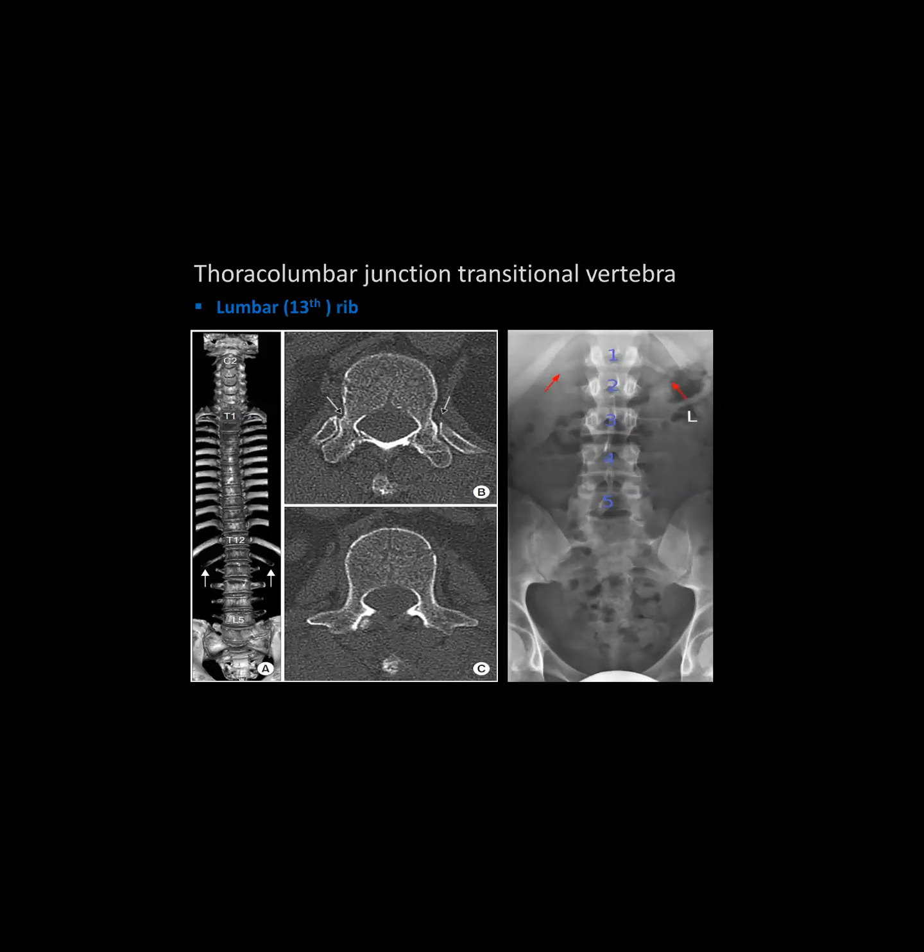Thoracolumbar junction transitional vertebra presents as a 13th rib or lumbar rib. Its supernumerary rib projects bilaterally or unilaterally from the L1 vertebra.